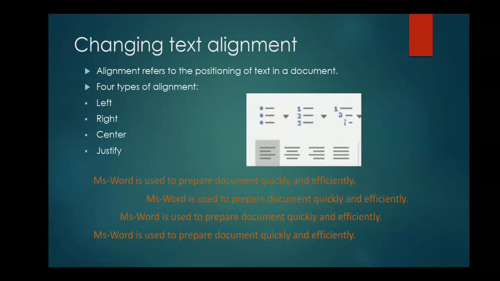These are the examples. Left will display the text on the left side. Right will start typing from the right side. Center will display your text in center. And justify is used to display the text evenly between the right and left margin.